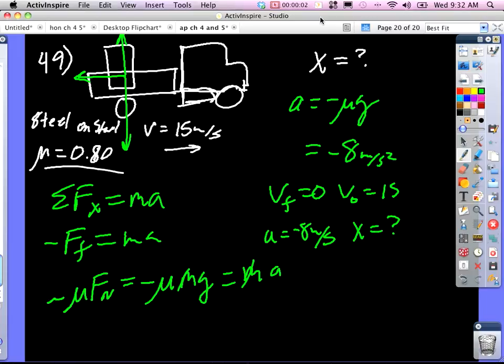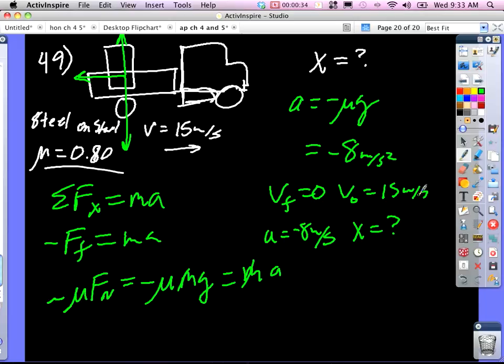All right, so for this problem, pretty straightforward. Just do the force diagram of the file cabinet in the truck. When I do that, I get the sum of the forces in the x is negative friction equals ma. So a is equal to negative mu g. That means I have the final velocity, which is 0, the initial velocity, which is 15 meters per second. Sorry, no naked numbers. And then a is negative 8 meters per second squared. I'm rounding off g to 10.